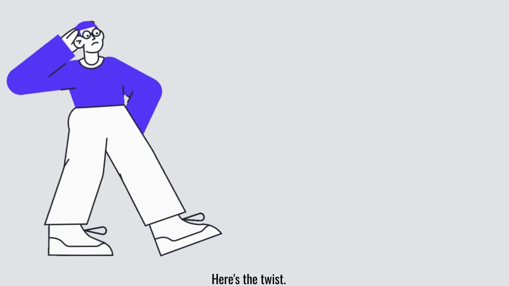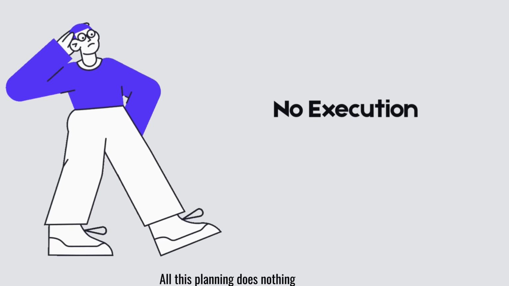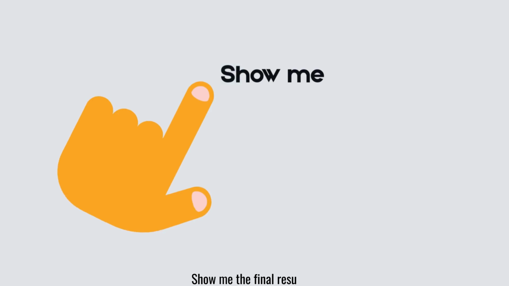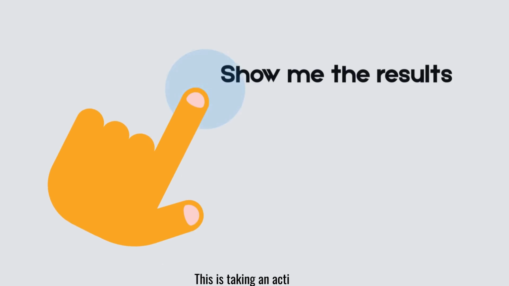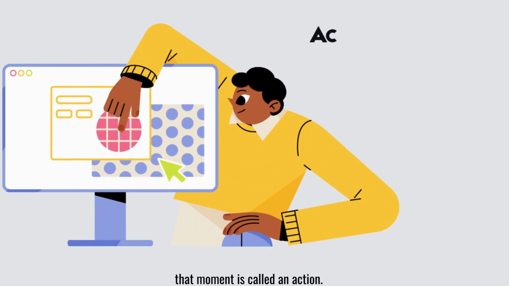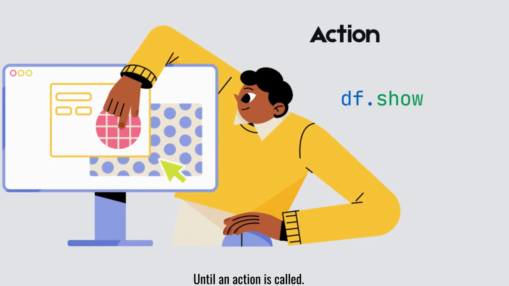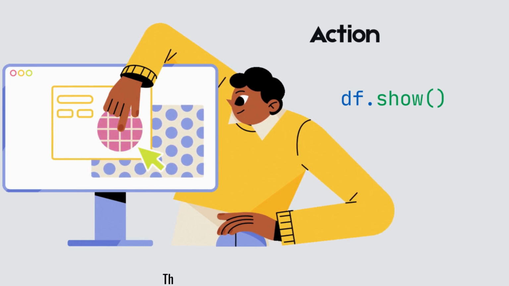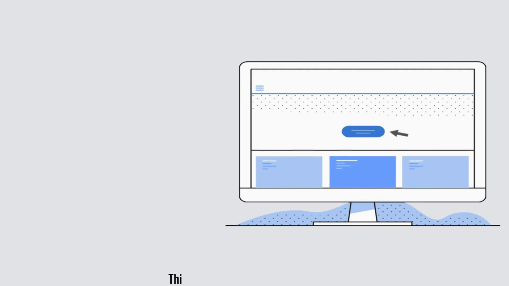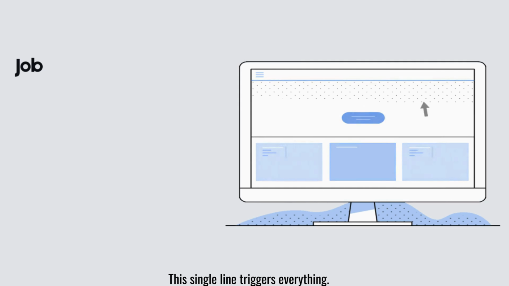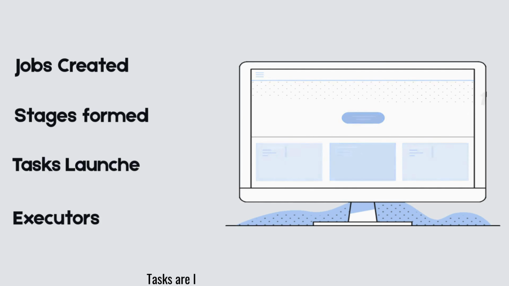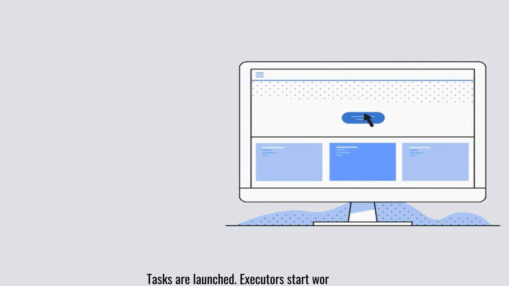Here's the twist. All this planning does nothing until you say one thing. Show me the final result. This is taking an action. In Spark, that moment is called an action. Until an action is called, nothing is executed. This concept is called lazy evaluation. This single line triggers everything. A job is created, stages are formed, tasks are launched, executors start working.